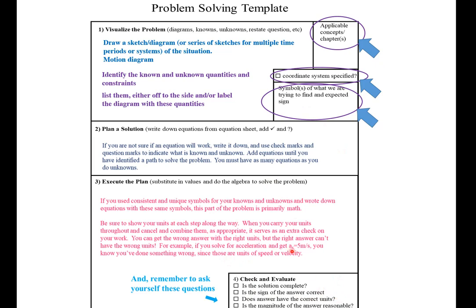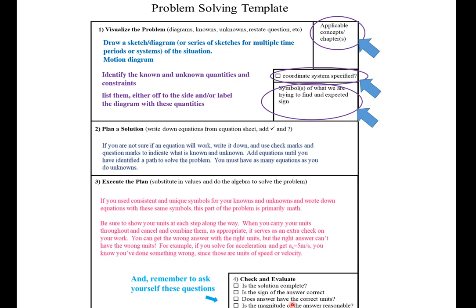Suppose you are solving for velocity, you should end up getting meters per second, and if you just get meters, you should go back and see what's going on there. And then the last check is whether the magnitude of the answer is reasonable. So these four steps: visualizing the problem, planning the solution, executing the plan, and then checking and evaluating. Really important, and definitely going to guide you when you solve problems throughout this course.